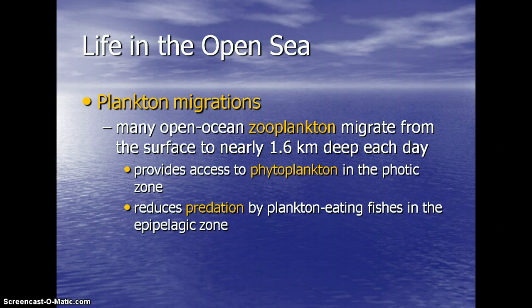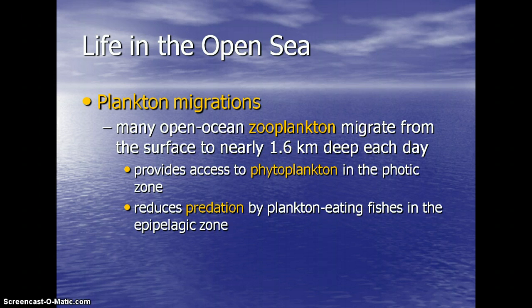And the reason they do that is because there's phytoplankton in the surface waters, and they eat those phytoplankton. But if they're up there during the day feeding on the phytoplankton, they're more visible to predators and more likely to be eaten. So what they do is they hide out deep in the water during the day, and then at night they come up and feed on the phytoplankton. So it helps to reduce predation of them by hiding, basically.